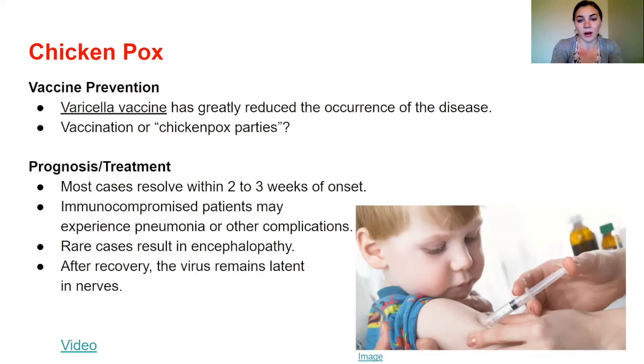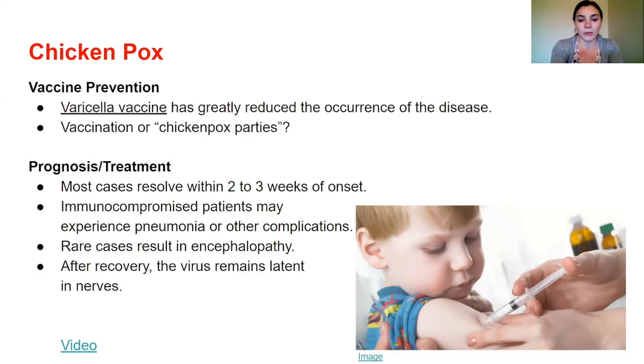Most cases of chickenpox fully resolve on their own within 2 to 3 weeks of onset, but others caused by group A streptococci or staphylococci require antibiotics. Some immunocompromised patients may experience pneumonia as a result of chickenpox, and in more serious cases, a secondary infection of the heart, liver, and kidneys can occur. This will result in a 20% mortality rate for this population.